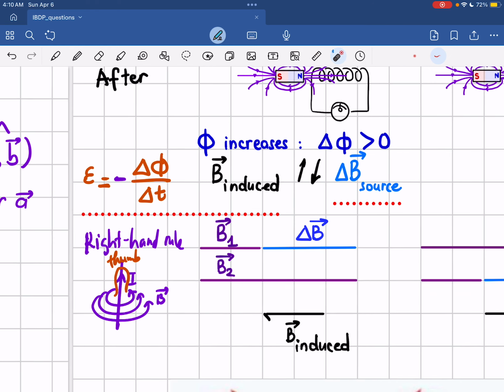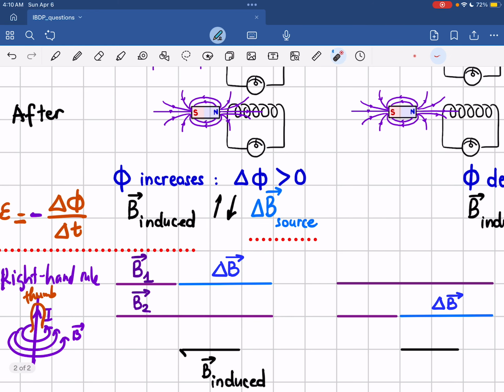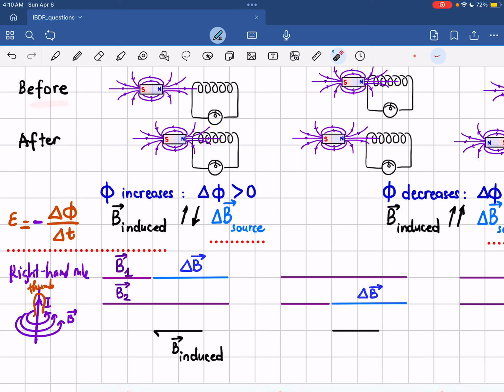And because the flux has changed due to the change in the magnetic field, right? So you can see that to begin with, we have the magnetic field B1 pointing in this direction, right? It's out of the north, so it's pointing towards the right now.